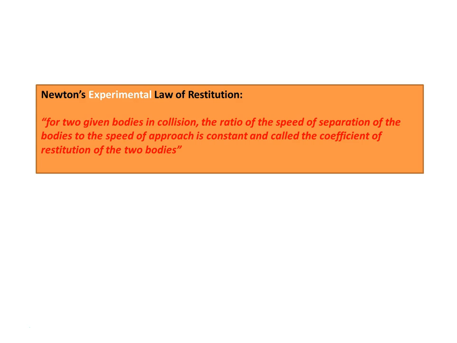Newton's experimental law of restitution says that if we have two bodies in a collision, the ratio of the speed of separation of the bodies to the speed of approach is constant, and just depends on the material of which those two bodies are made. That constant is called the coefficient of restitution of the two bodies.